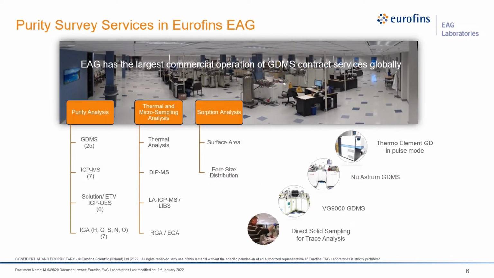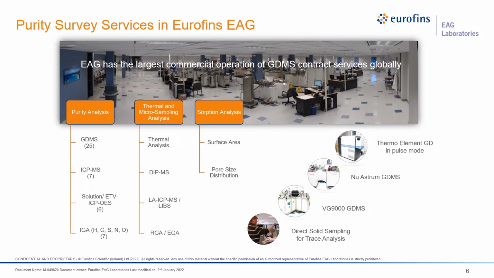Okay, the purity surveys at Eurofins EAG feature multiple groups of techniques. Number one is purity analysis, which covers solid sampling techniques like GDMS. We have 25-plus instruments in-house, which gives us analytical redundancy and ensures uninterrupted services to our industry partners.